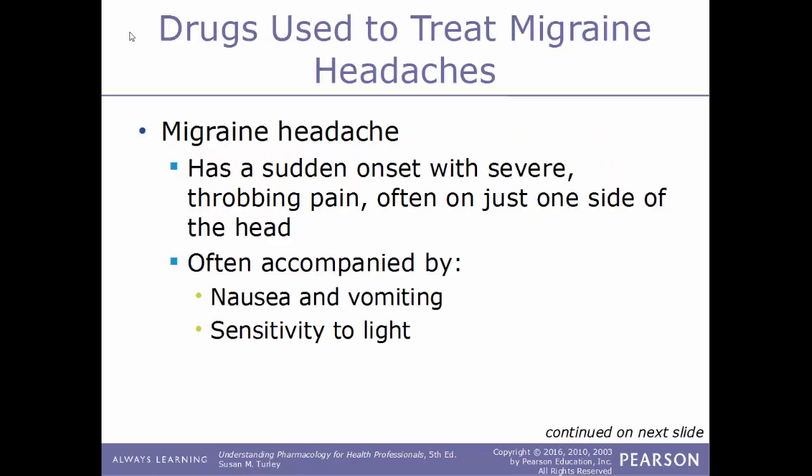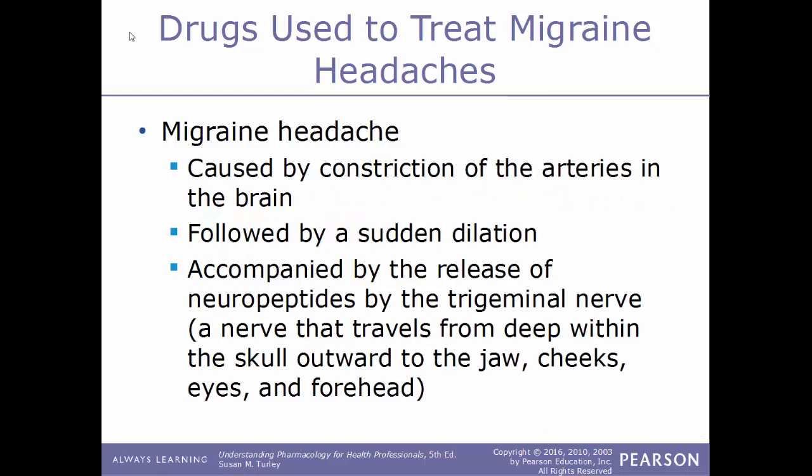Alright, now we'll move on to drugs that are used to treat migraine headaches. A migraine headache has a sudden onset with severe throbbing pain, often on just one side of the head. It's often accompanied by nausea and vomiting and very strong sensitivity to light. These are caused by constriction in the arteries within the brain, and it's often followed by a sudden dilation.